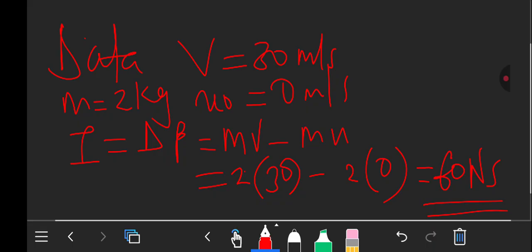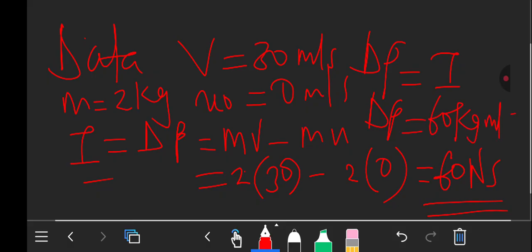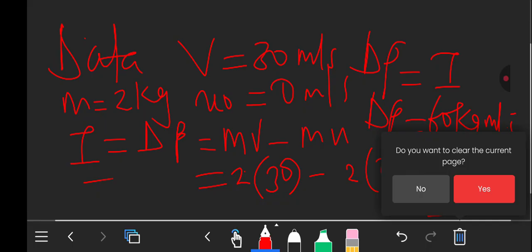Then what is the change in momentum? The change in momentum is simply the final momentum minus the initial momentum. Of course, since we know that impulse is equal to the change in momentum, the change in momentum will also be 60 kg meter per second. So that's how you can find the change in momentum and also the impulse.